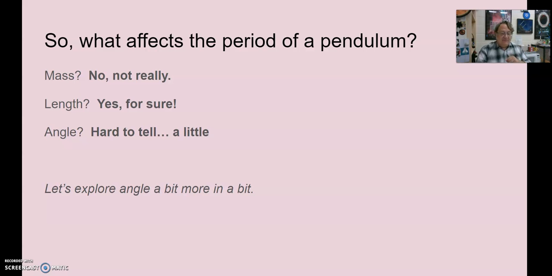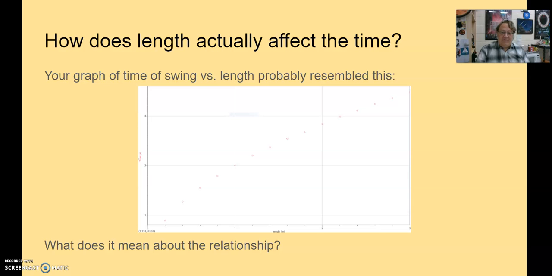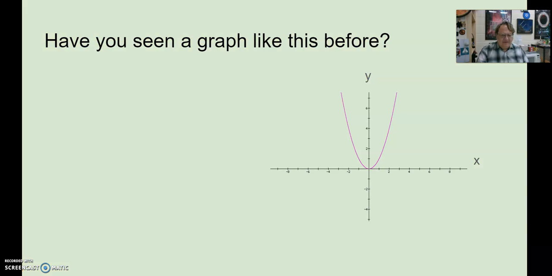Okay, now what did our graph look like? Well, the graph looked kind of like this. It was sort of swooped over when you graphed period on the vertical or y-axis versus the length on the horizontal axis. You got something that looked kind of like that. And that doesn't look much like a graph you've probably seen before, unless you've ever seen one of these. Now, if you've ever seen a graph like this, it is called a parabola.